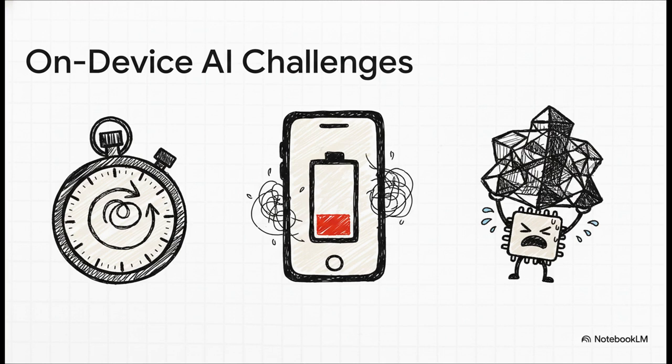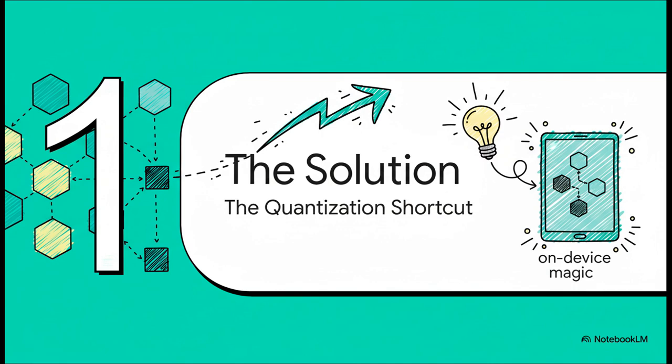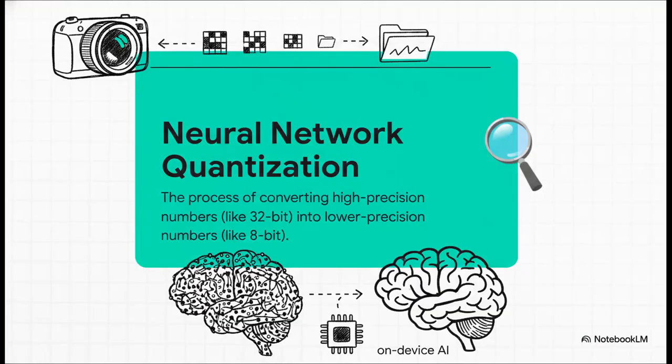Not even close. To solve this puzzle, engineers came up with this incredibly elegant trick. It's a kind of shortcut that makes all of this on-device magic happen. It's called neural network quantization. So what is it, really? At its heart, quantization is basically a compression tool, but for numbers.